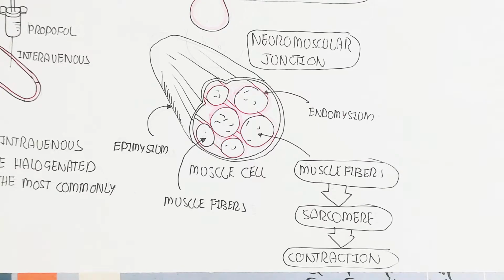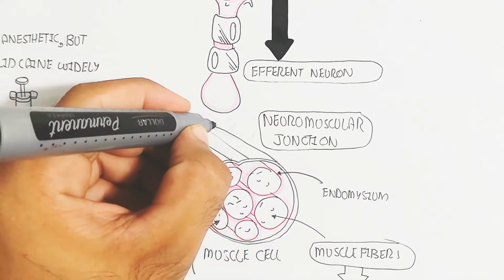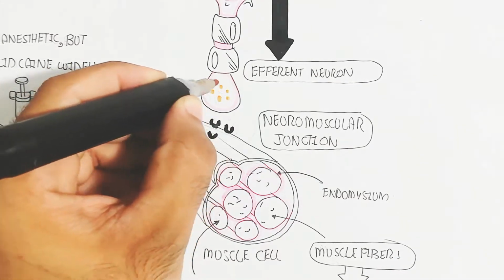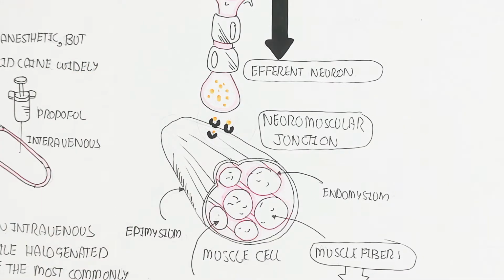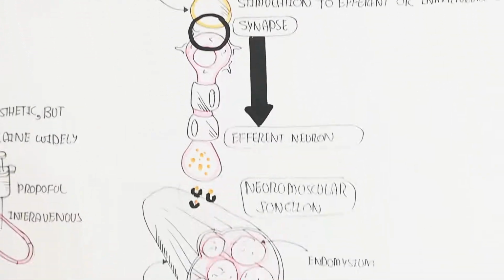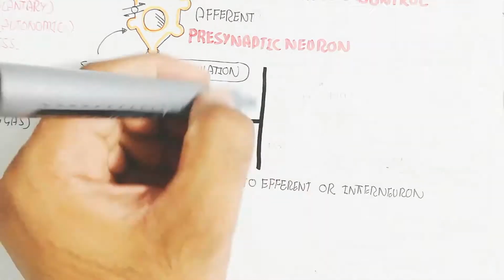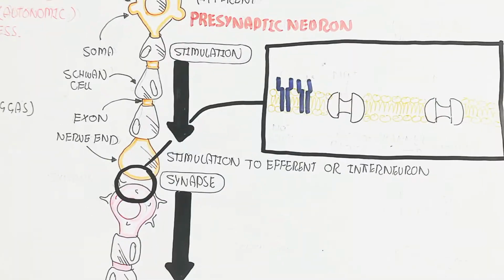So let's begin to understand from the synapse and how the anesthetic will target it. First of all, here is the neuromuscular junction, and in this way the neurotransmitter will bind, sodium will exchange, and calcium will move inside, leading to contraction when troponin binds with the calcium. So here you can see this is a stimulation.